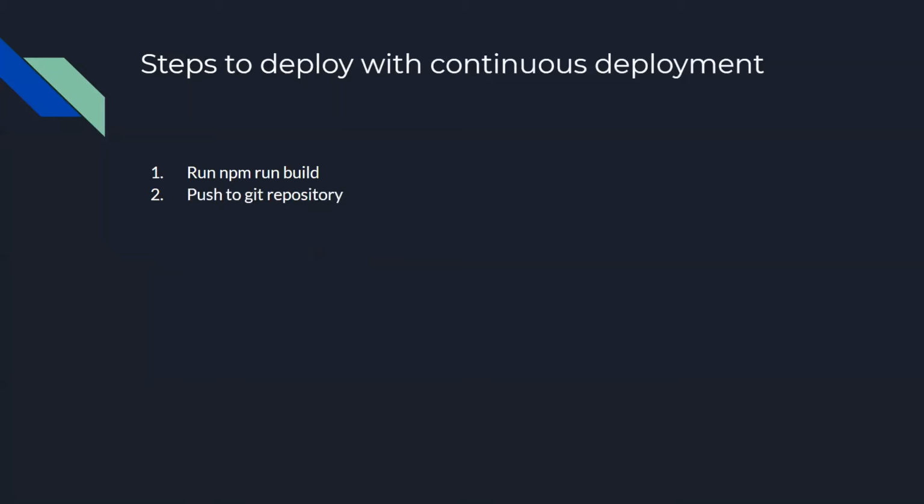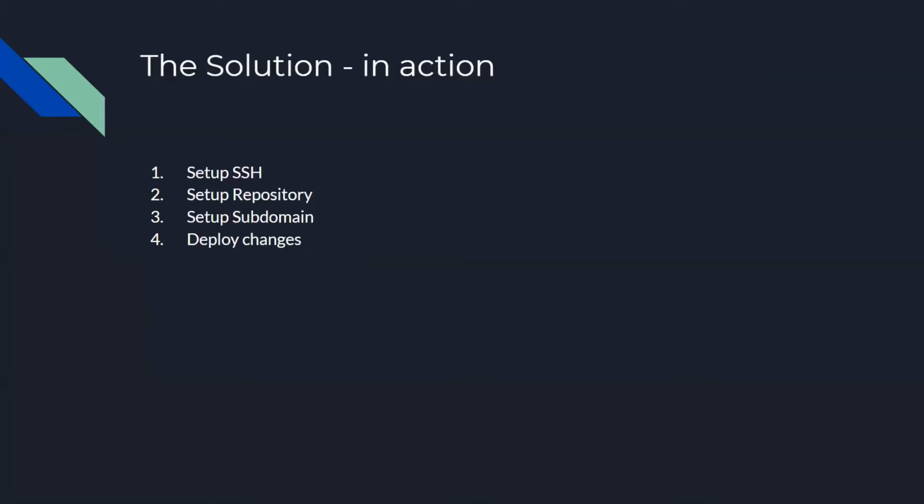Looking at the solution, when we have continuous deployment set up, all we have to do is run npm run build, and then push to our Git repository on BYU Domains. So really simple. Now let's get into the solution.